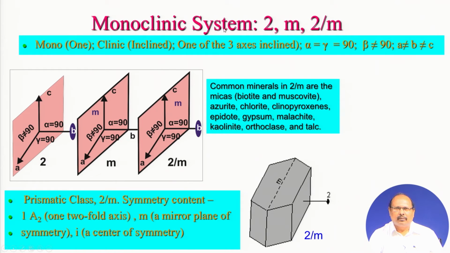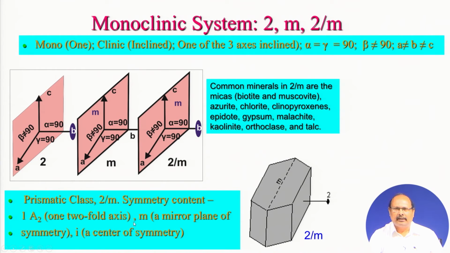So, what are the common minerals showing the monoclinic system? Particularly, if we talk about the normal class of the monoclinic system, 2 over m, they are micas, for example biotite and muscovite, and you also have azurite, chlorite, clinopyroxene, epidote, gypsum, malachite, kaolinite, orthoclase and talc. They all show this symmetry of 2 over m.